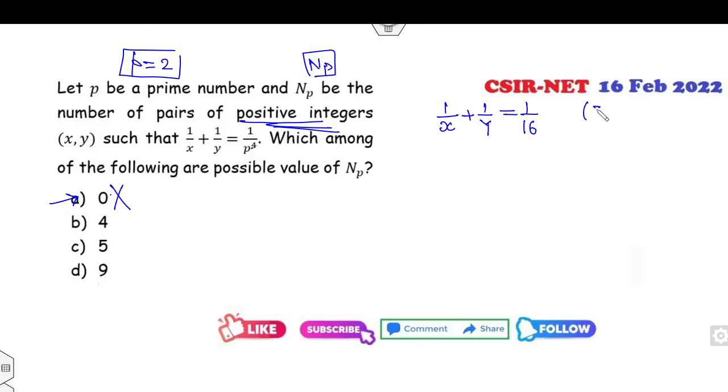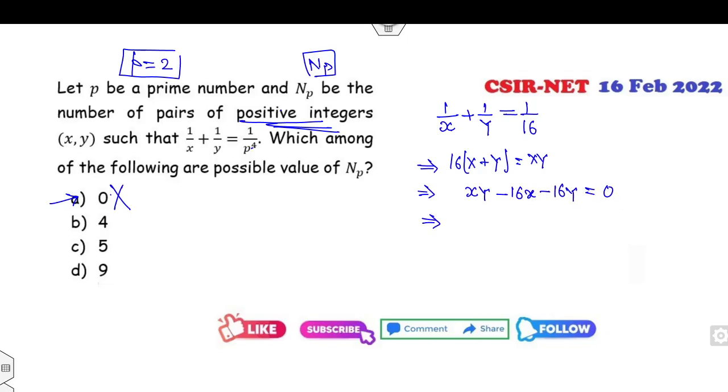The first way is you can think that one answer is this. Second, if I choose x as 16, y should be infinity, but infinity is not a positive number. But how can you solve that? I can simplify this: 16 times (x plus y) is equal to xy. Or I can rewrite this as xy minus 16x minus 16y is equal to 0.